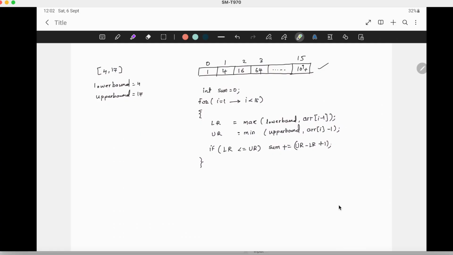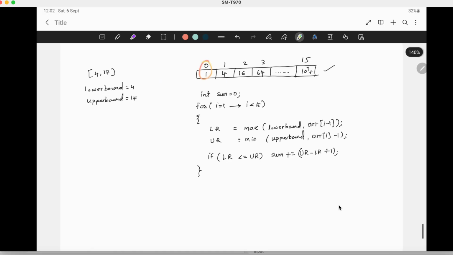Okay, so we'll iterate from the first index, and we will check whether this 4 value that we have lies in this range as well, because the upper bound we have is 17. Obviously we have to make sure that for the lower bound we are calculating, we consider the previous index. Between the previous index and the first index, are there any elements in this particular range? That is the whole idea, and that is what we are trying to figure out right over here. So what we can do is, our lower range is going to be the max between this 4 and the array of I minus 1.